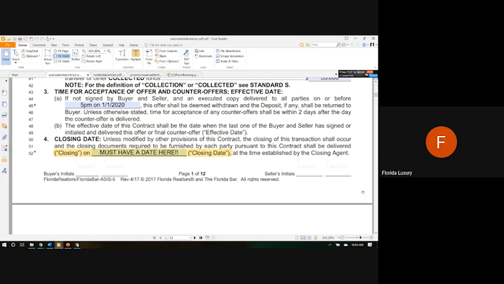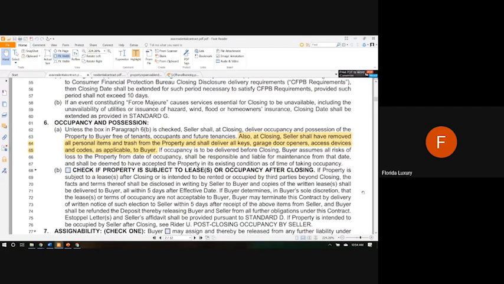Now, as we go down to occupancy of possession, this is something that I don't know how it gets missed as much as it gets missed. Line 63 says, at closing, the seller will have removed all personal items and trash from the property and will deliver keys, garage door openers, access devices, and codes to the buyer. That's a pool key. That's a mailbox key. That's a garage door opener. That's a house that does not have trash left in it.